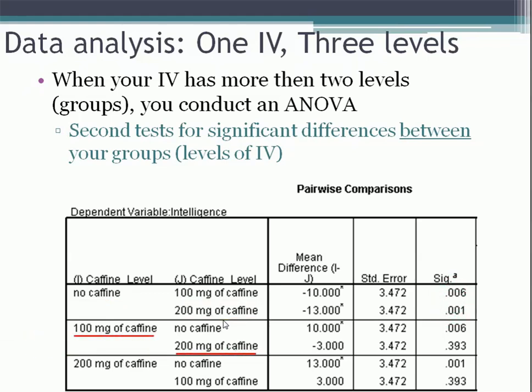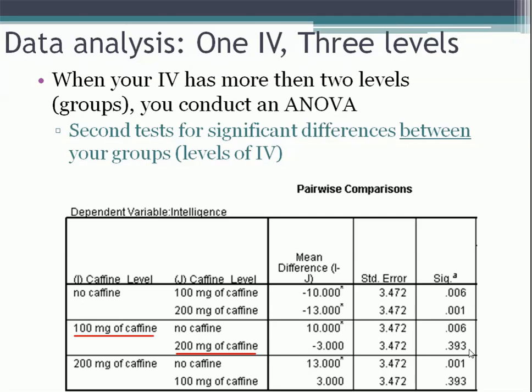So the people in the 100 milligram group and the 200 milligram group scored significantly higher than the people in the no caffeine group. Now, the next comparison we want to make is a comparison between the 100 milligram and the 200 milligram group. 100 milligram here, 200 milligram here, and we scroll over. Is that statistically significant? It is not, right? Because 0.393 is greater than 0.050. So that is not statistically significant.